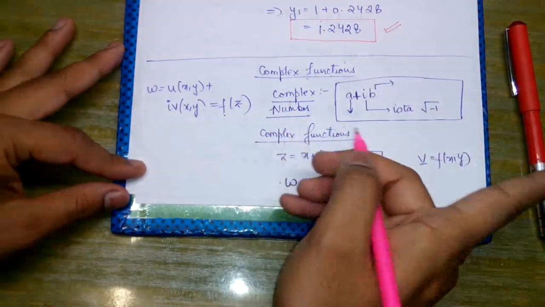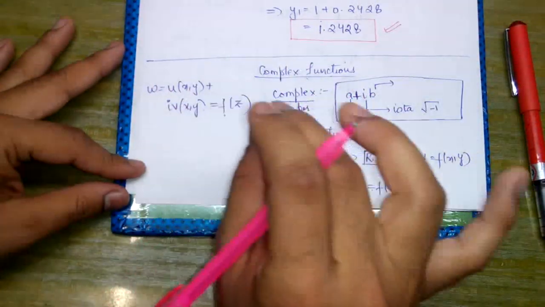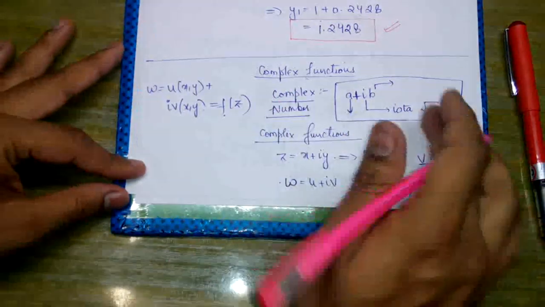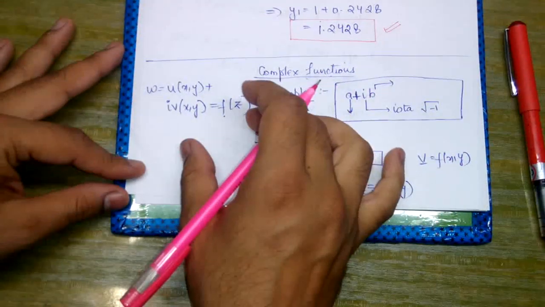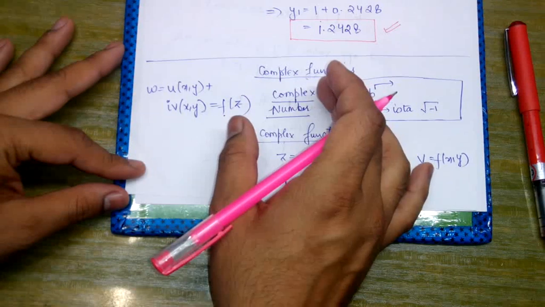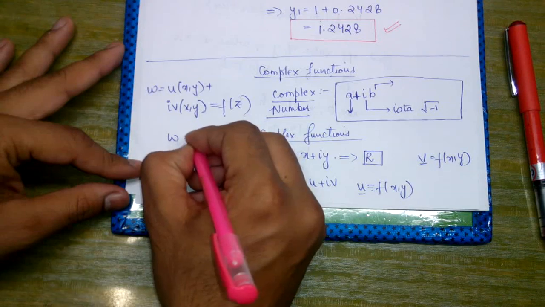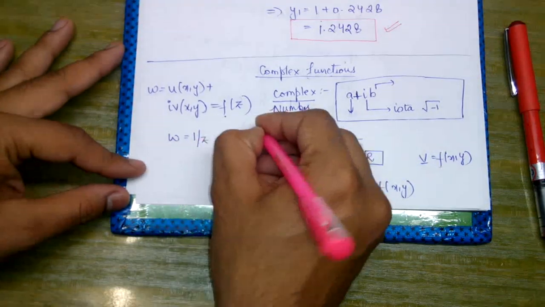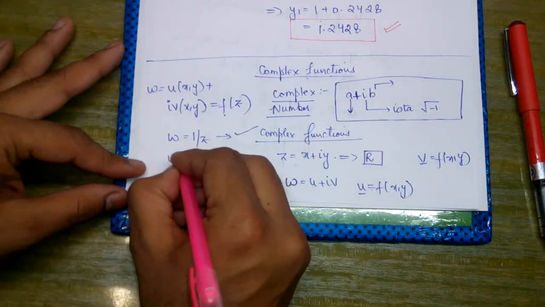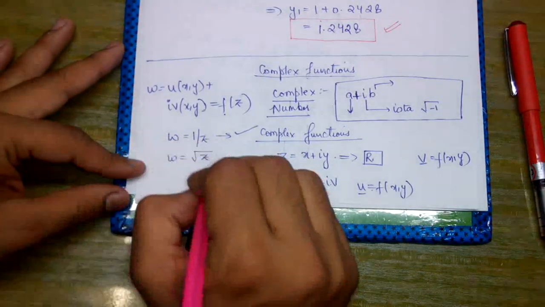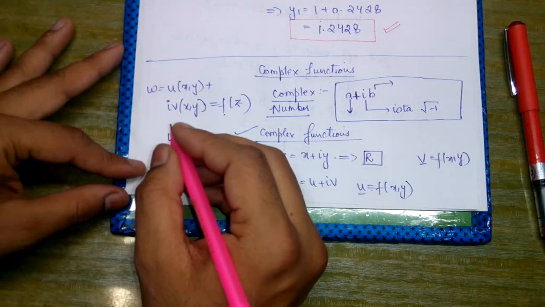Then w is said to be a single valued function, otherwise it will be called a multi-valued function. Okay, so let us give one example. For example, w is equal to 1 by z is a single valued function, whereas w is equal to under root z is a multi-valued function of z.